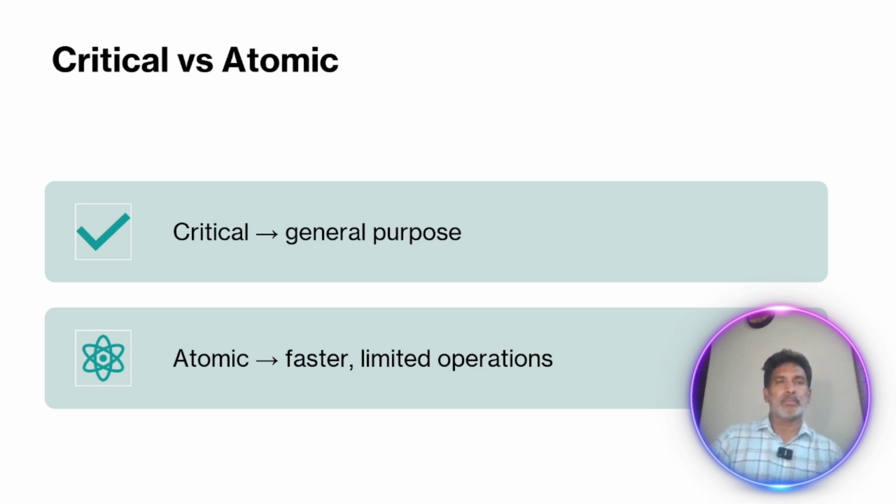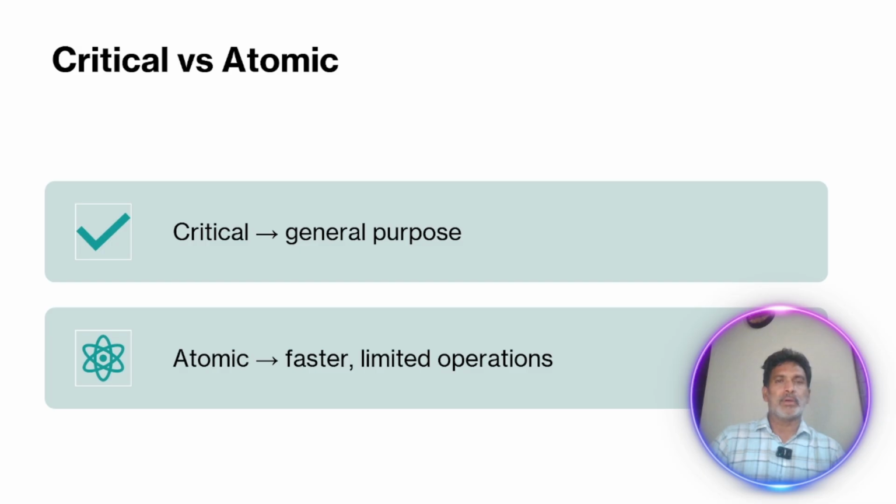For example, if you look a little deeper at the critical construct and the atomic construct. The critical construct allows only one thread at a time to execute a block of code, and it can handle multiple statements and complex logic, and it provides high flexibility, but it is slower due to the locking and synchronization overhead, and best when operations involve multiple steps or complex updates.